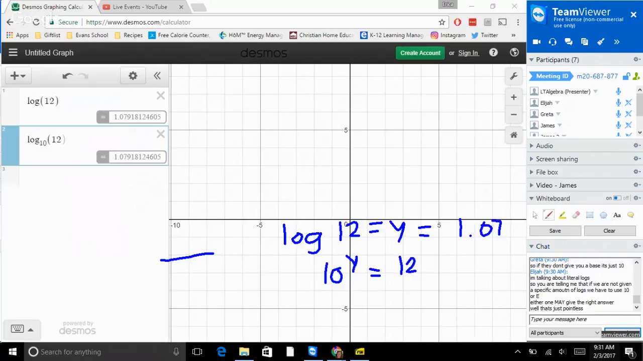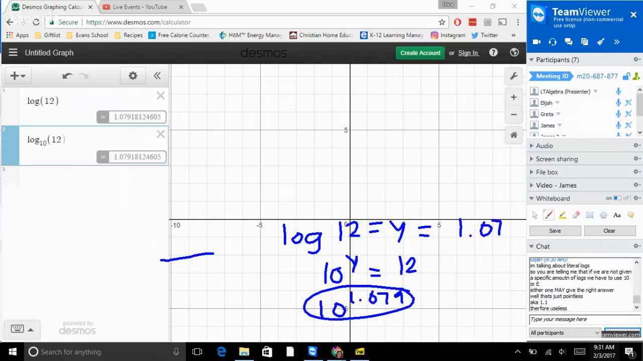1.079. Okay. Yeah, about 1.1. And so what that means is if I put 10 to the 1.079 power into Desmos, right? I should get 12.